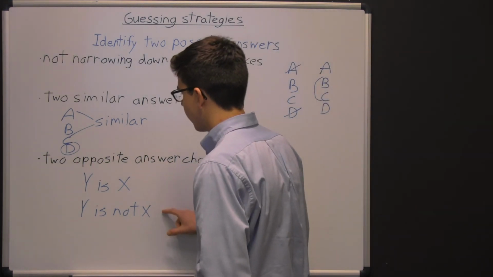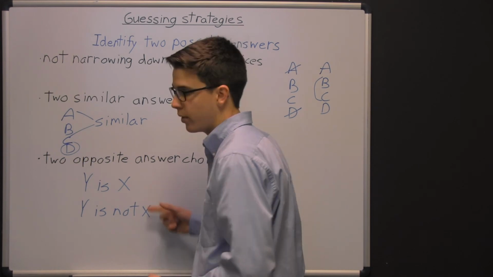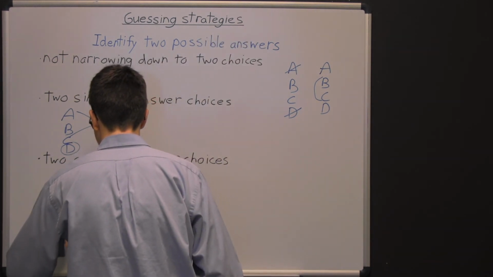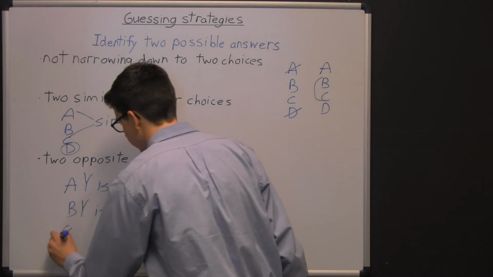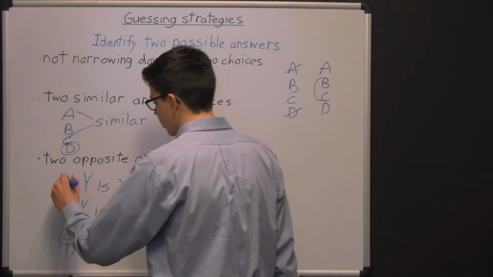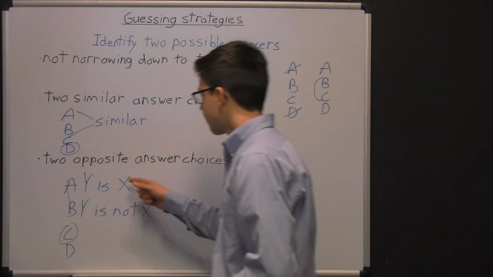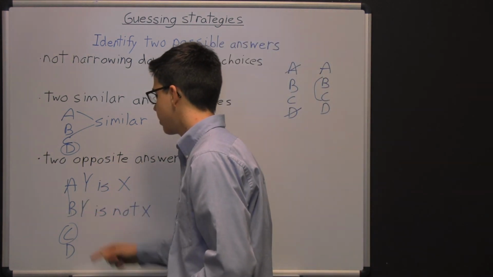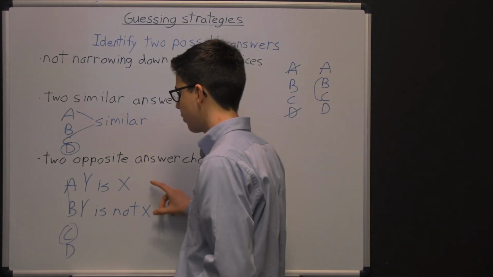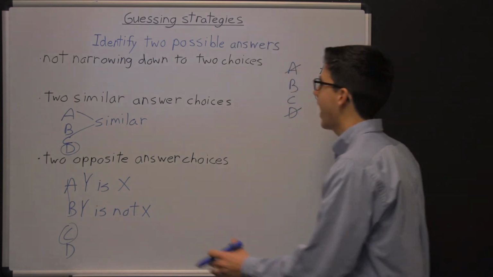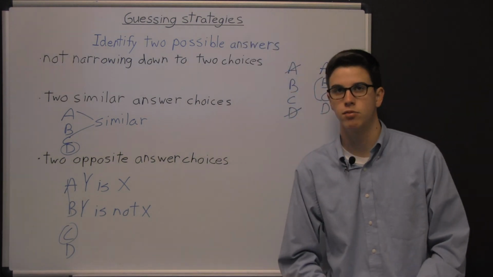So the catch here is that these could both be wrong. So say this is answer choice A, this is answer choice B, and then you have C and D. C could be the correct answer, and A and B are there just to distract you. But more likely than not, either A or B is going to be correct because they both cannot be right. So you have to choose between those two. So that's a look at identifying two possible answer choices.